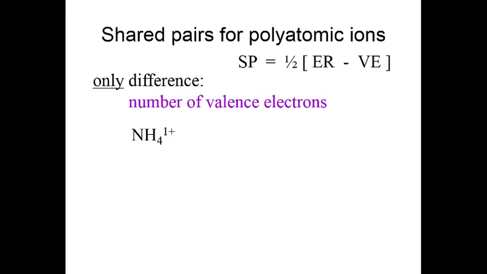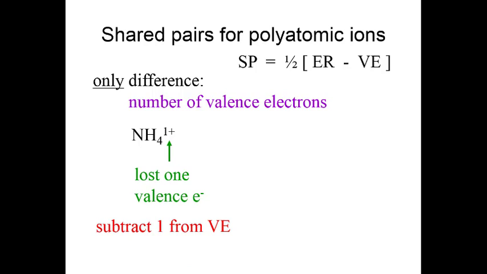For example, in the ammonium ion, the 1+ charge indicates one electron has been removed. The formula is not specific as to which atom has lost the electron, but somewhere one valence electron has been lost. In the computation of Sp, we need to subtract 1 from Ve.